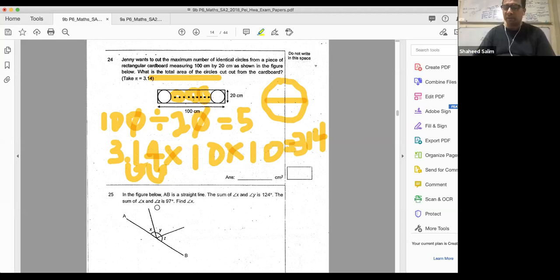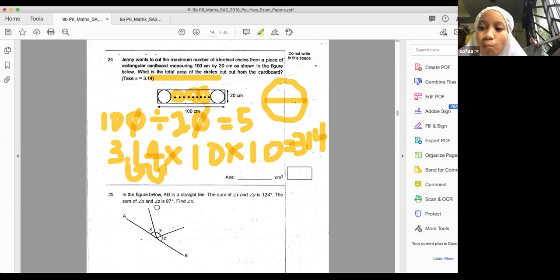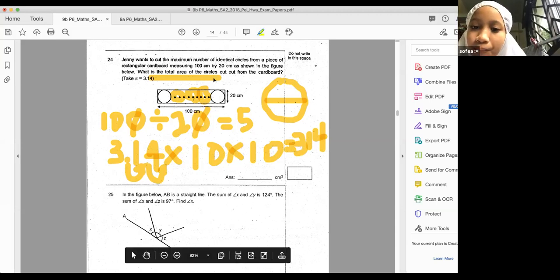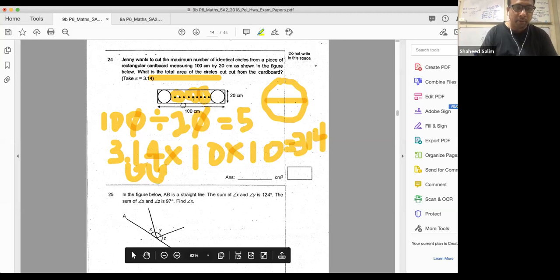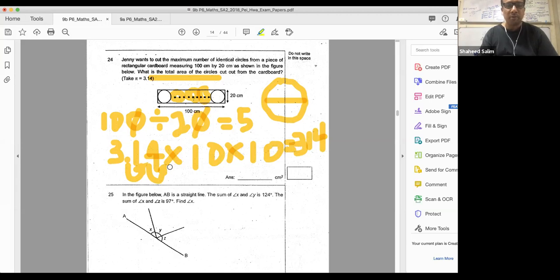The answer for 25 is 41. Okay. One says 41, one says 37. Zahira, you understand this method? You know what I'm talking about? You sure? So what's your answer? You can get 1570. Okay, let's see who's correct or both of you are wrong.